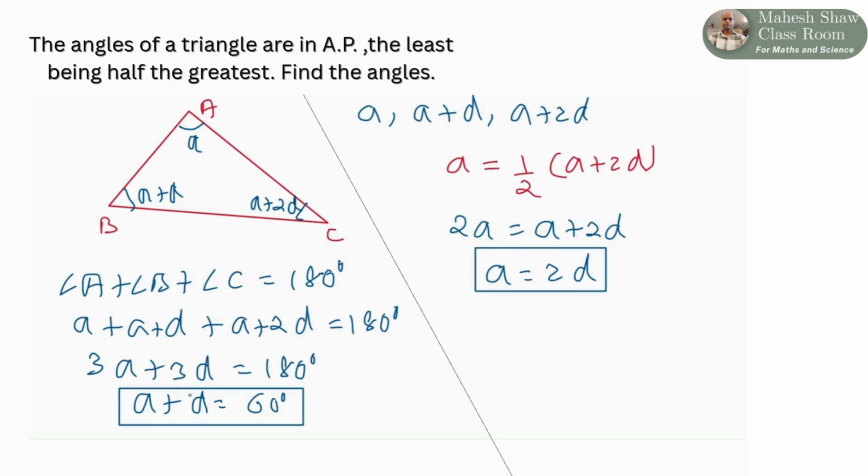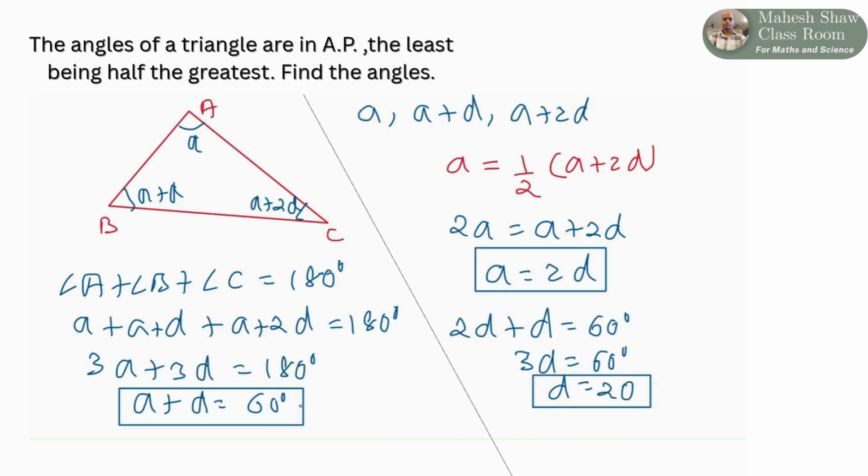Now we can substitute in the first equation, replacing this A with 2D, we can say that this is 2D plus D equals 60 degrees. This is 3 times D equals 60 degrees, and therefore D is equal to how much? 60 divided by 3, that is 20. So once we have obtained the value of D, now we can obtain A from here. Replacing D with 20, A comes out to be 60 minus 20, that is 40. So we got the value of A as 40.